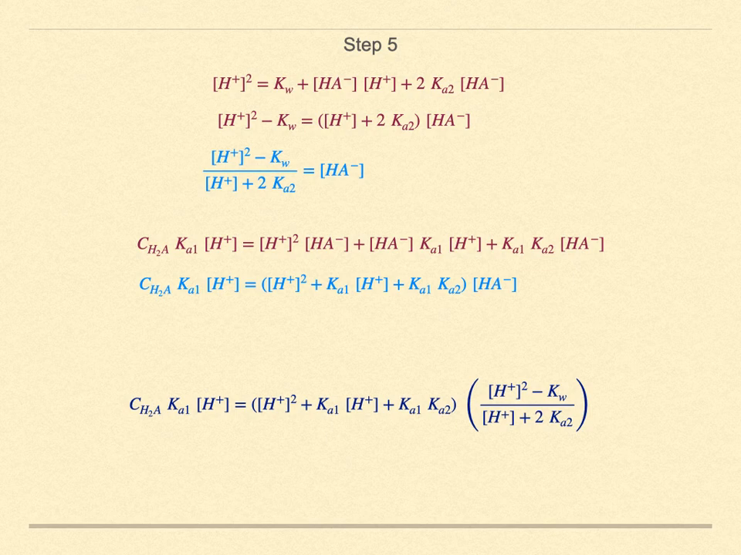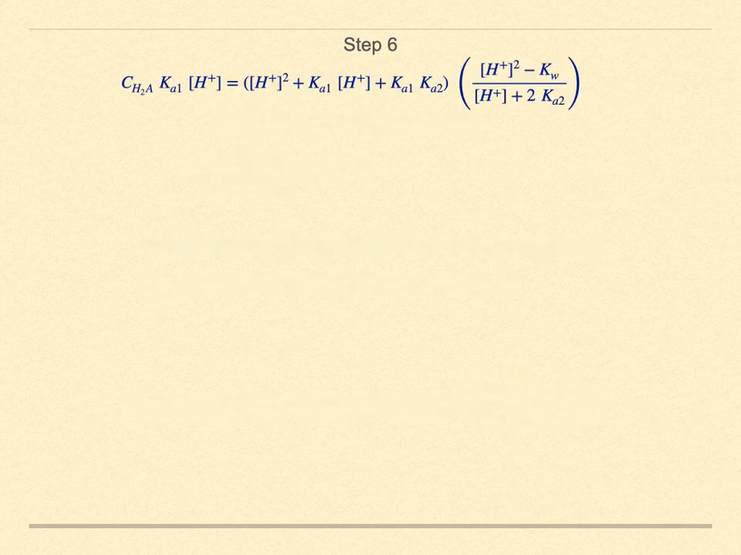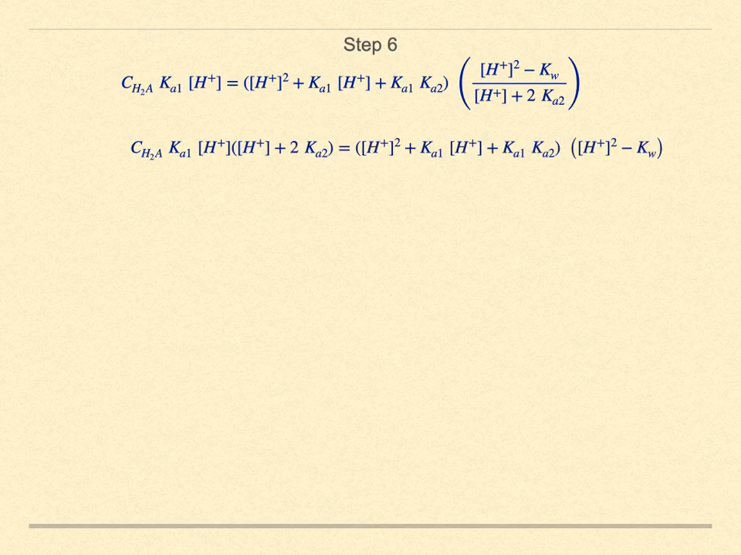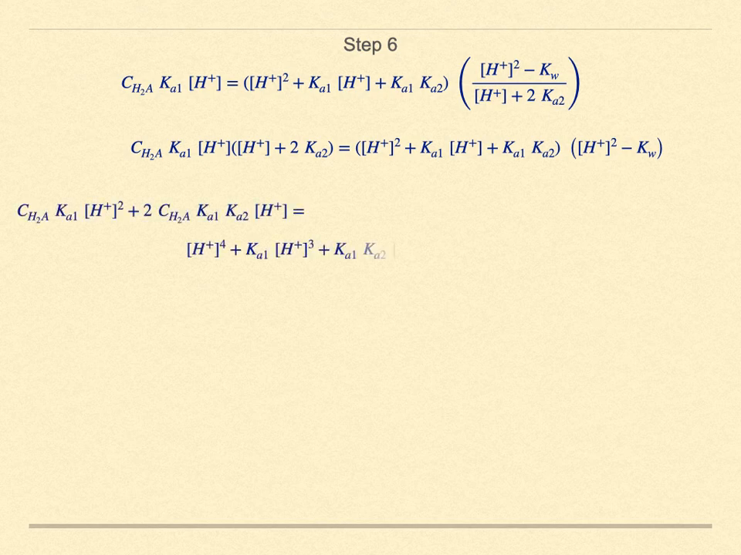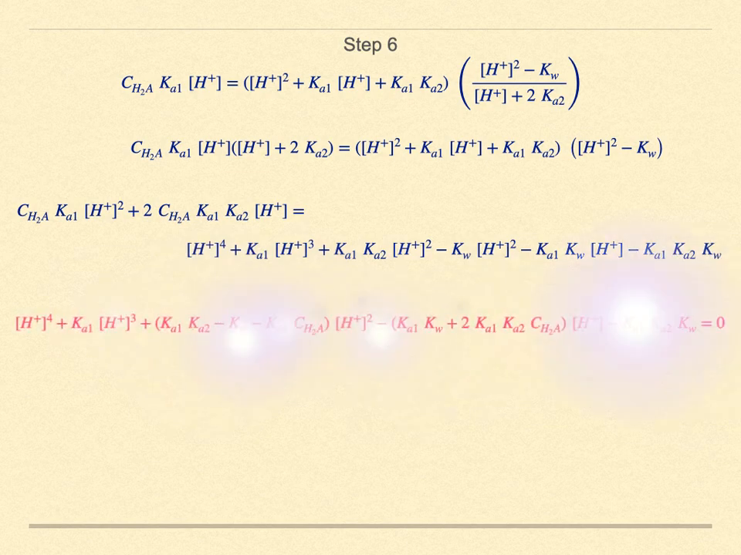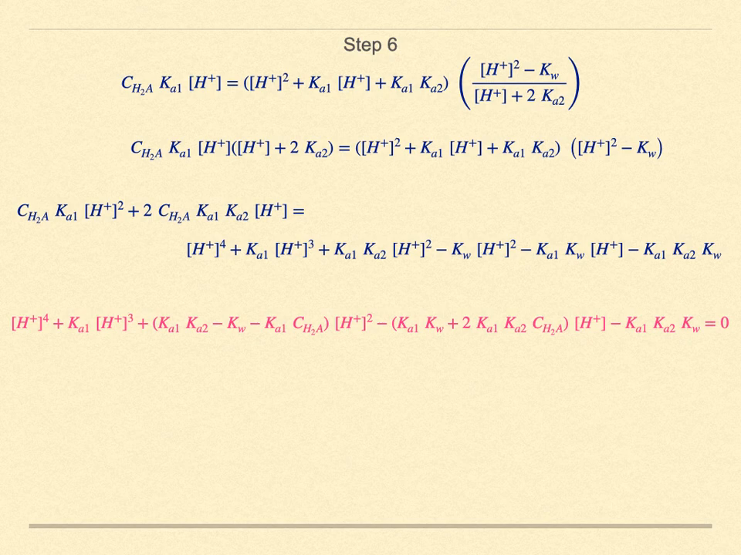We now just have to rearrange it into a polynomial in H+. First, get rid of that denominator. Multiply it over to the other side. Now hang on, we're almost there. Multiply out both sides term by term, and gather together like powers of H plus. And voila, we have our quartic polynomial. We just need to find its roots and identify the one that makes chemical sense.